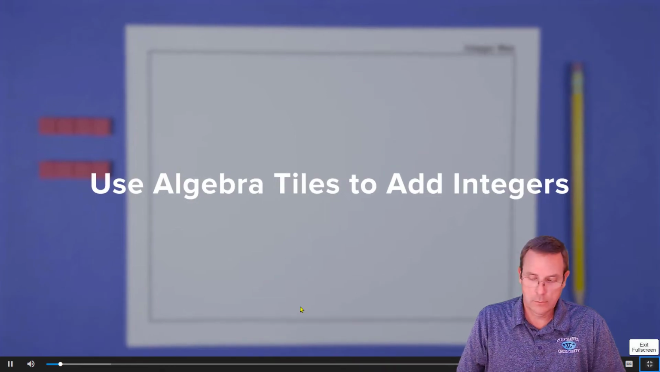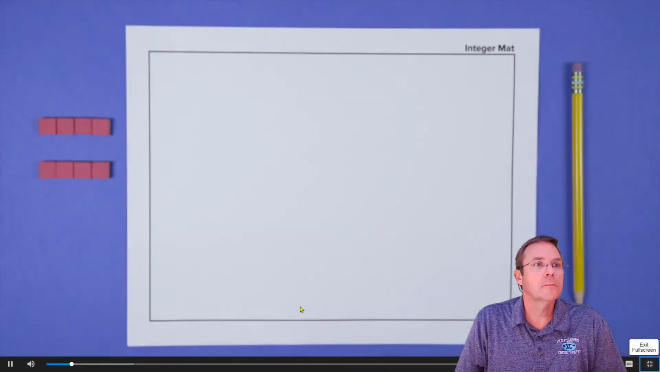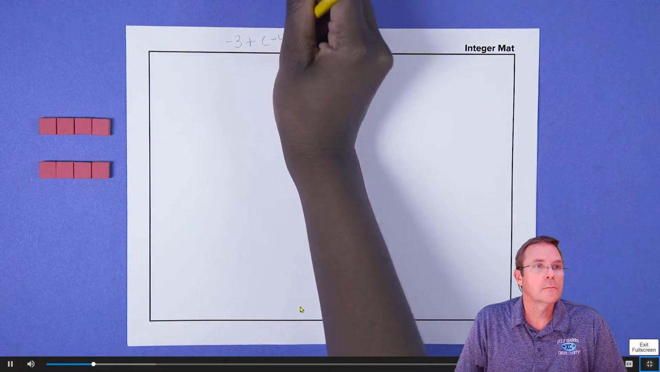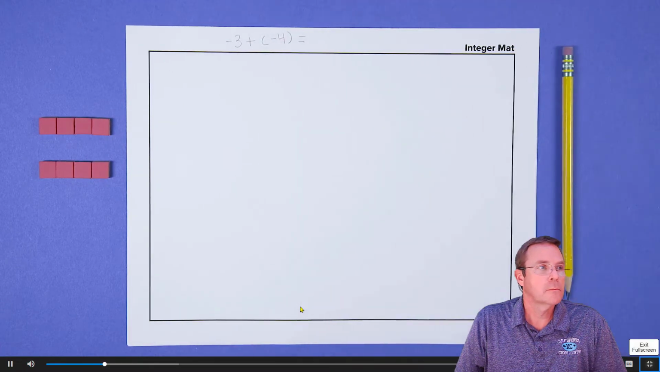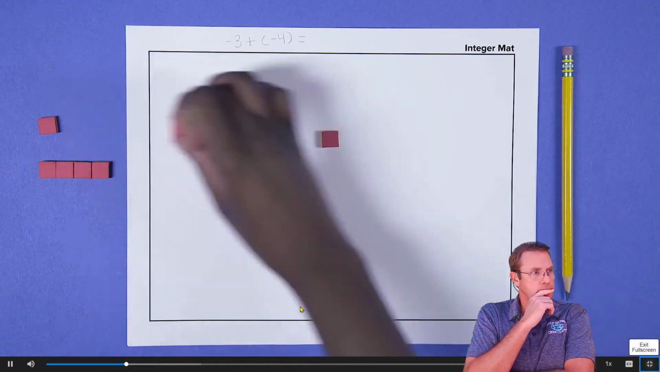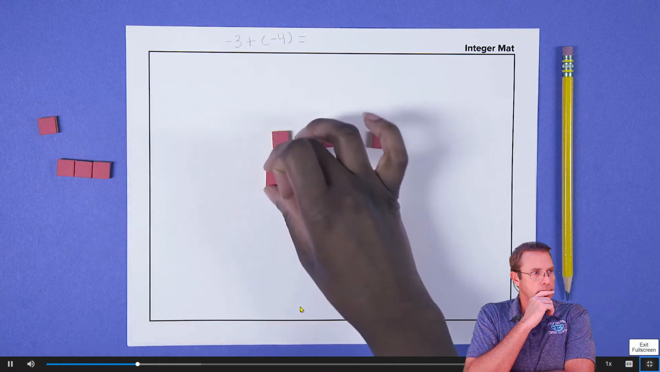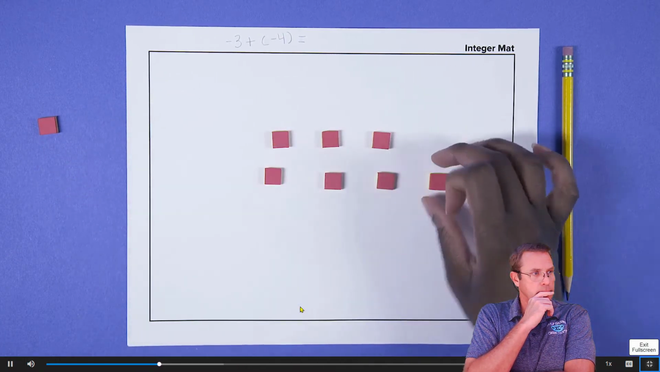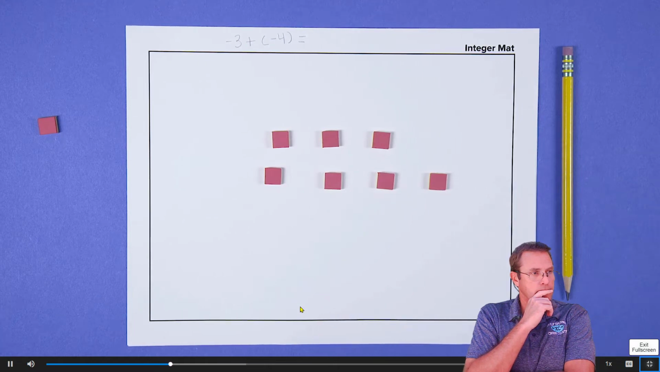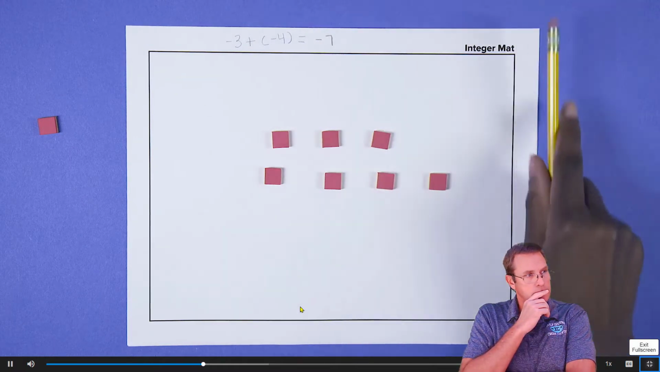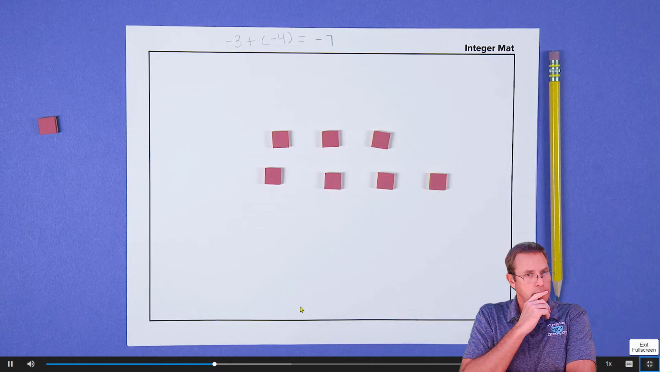Use algebra tiles to add integers. Use algebra tiles to solve -3 plus -4. Combine 3 -1 tiles with 4 -1 tiles. There are no zero pairs to remove. There are 7 -1 tiles, so -3 plus -4 equals -7.